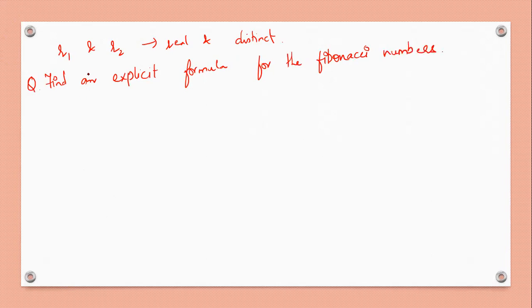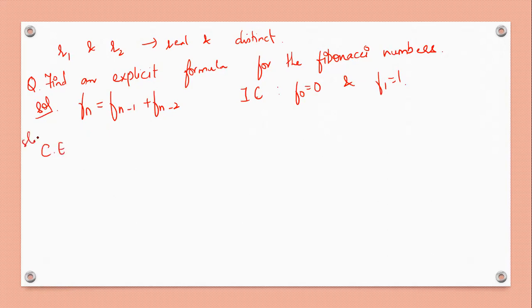To find the explicit formula for the Fibonacci numbers, we need the recurrence relation along with the initial conditions. The recurrence relation for our Fibonacci numbers is Fn = Fn-1 + Fn-2, while the initial conditions are F0 = 0 and F1 = 1. Now we have to take the characteristic equation. Let's write it as step 1 so that you understand it properly.